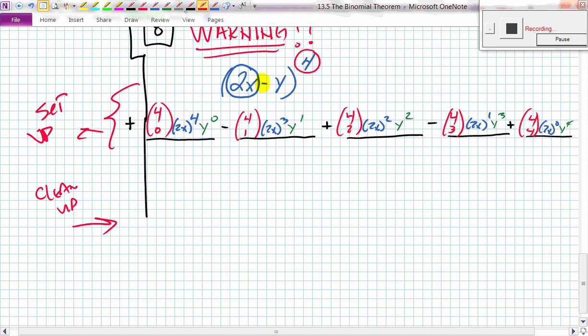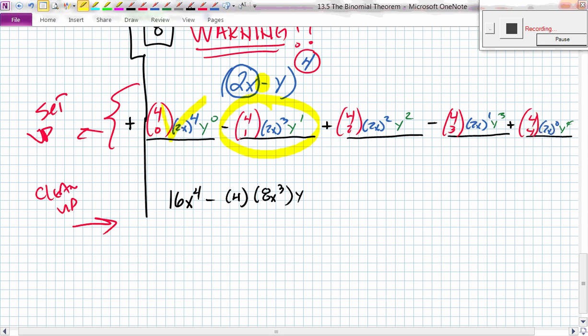Okay, now the cleanup is a little bit more challenging because we have to go, what's 4 choose 0? Well, that's 1. And then what's 1 times 2x to the 4th? Well, that's a grand total of 16x to the 4th. You guys good with that part? Okay, so then I'm done with that one. Now I move on. I'm going to have a minus sign. 4 choose 1 is 4. 2x to the 3rd is 8x to the 3rd times y. So I am not done cleaning that one up yet. I'm going to put a circle around it. I still have more to do, don't I?